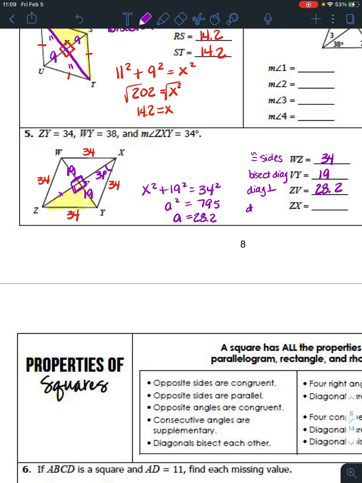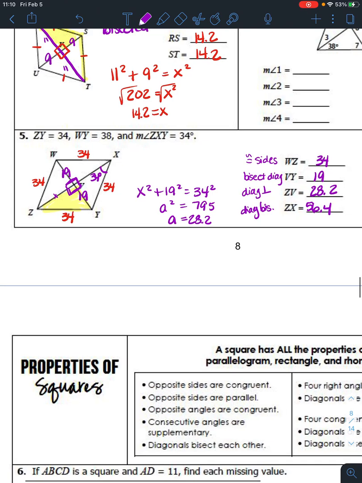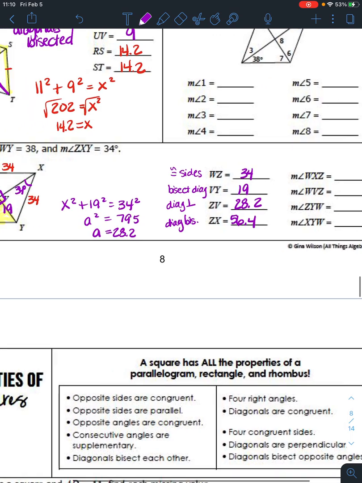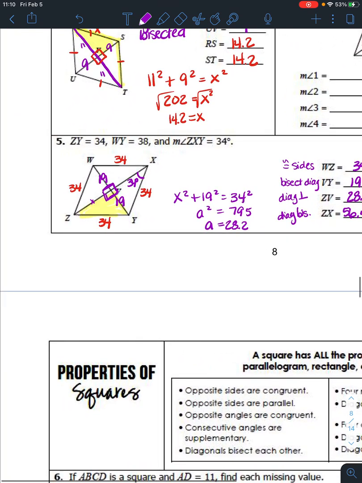And ZX would be double that. The diagonals are bisected again. They're perpendicular and they're bisected. And so we know that 28.2 doubled would be 56.4. Now, it's going to start asking you for the angles.